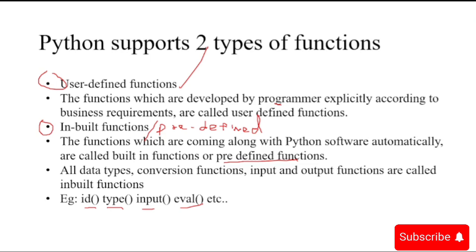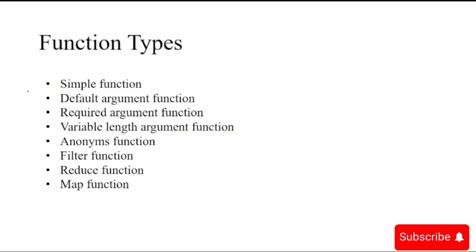For us here, we are now going to look at the user-defined functions, and how we create them. First, let's understand the different types of functions that we have. For user-defined functions, we have simple function, default argument function, required argument function, variable length argument function, anonymous function, filter function, reduce function, and then map function. These are the functions that we need to know how to create, and the structure of each of them.